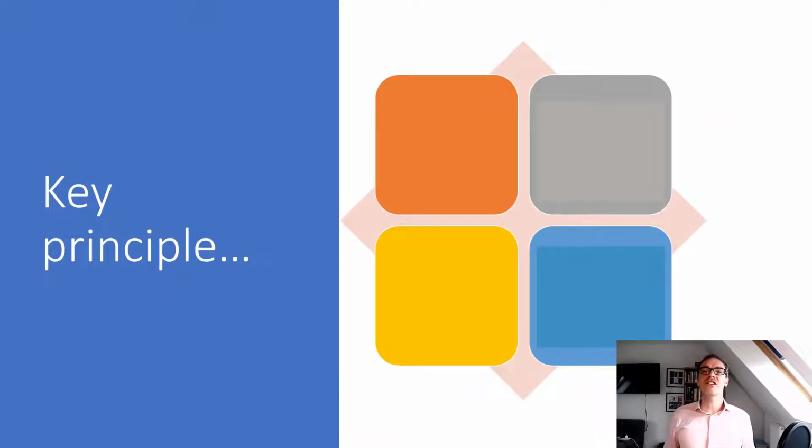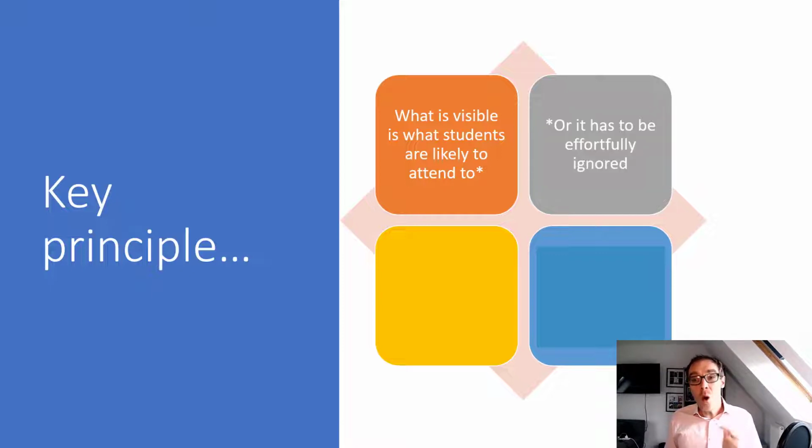So as a result of this, there's kind of a key principle that I try and stick to, and I'm going to break it down into 4 sections, then show you some examples. So the first is, I always think to myself, what is visible to students is what they're likely to attend to. If they can see something, they've got to process it. It's got to take up some of their attention. Or they've got to effortfully ignore it. They've got to see it, realise it's not relevant and disregard it.